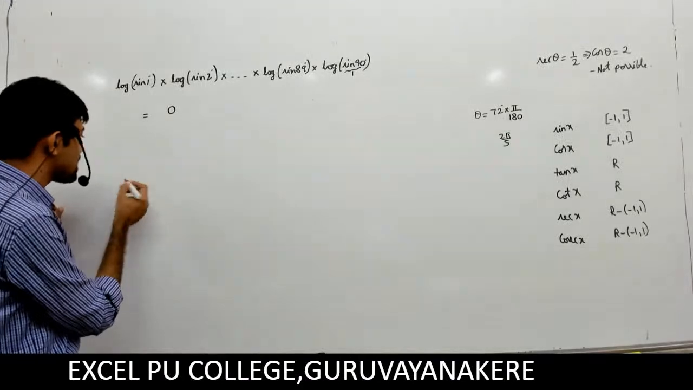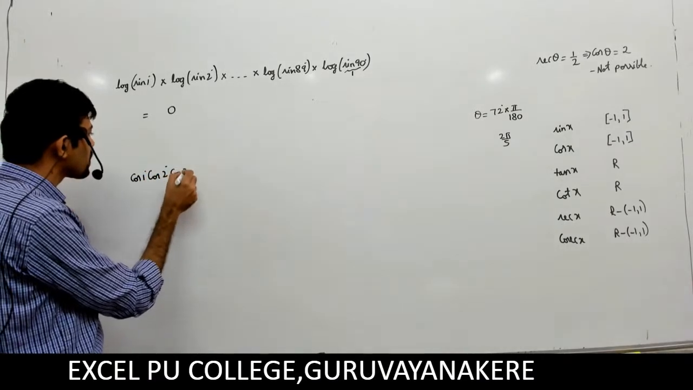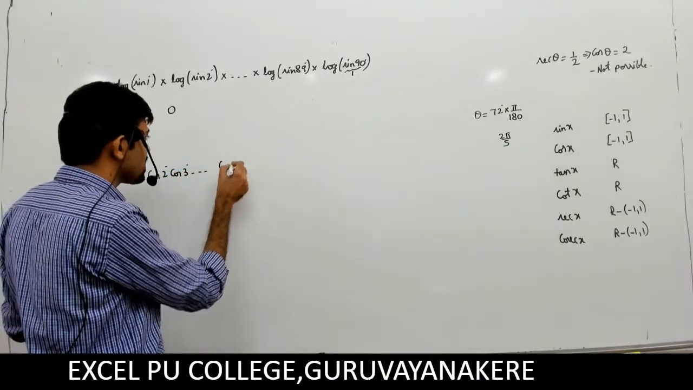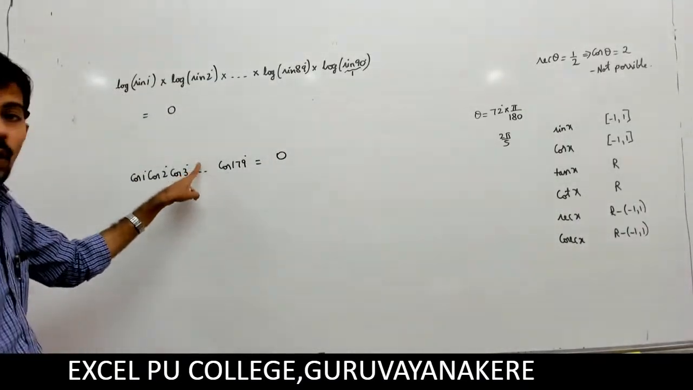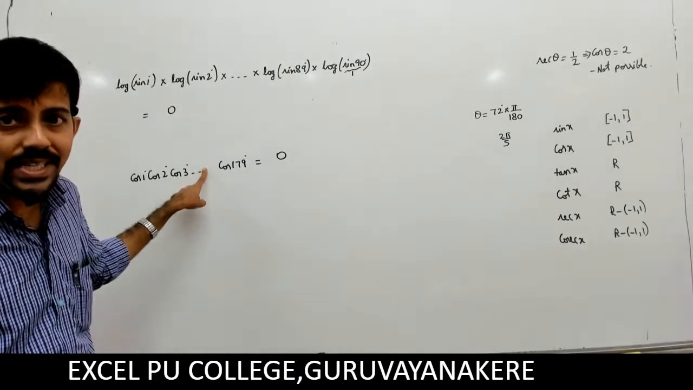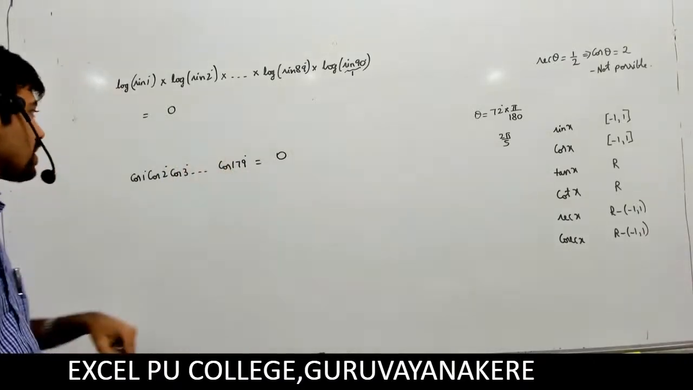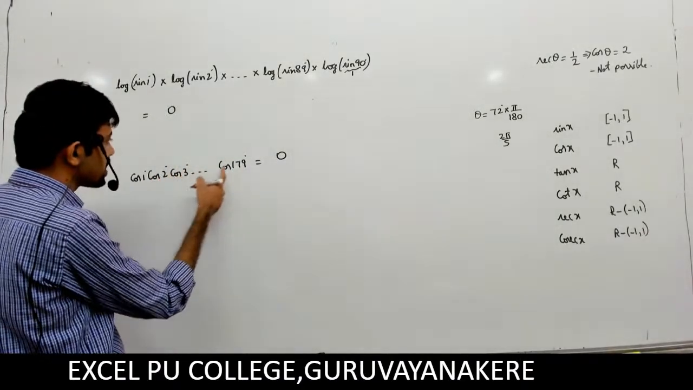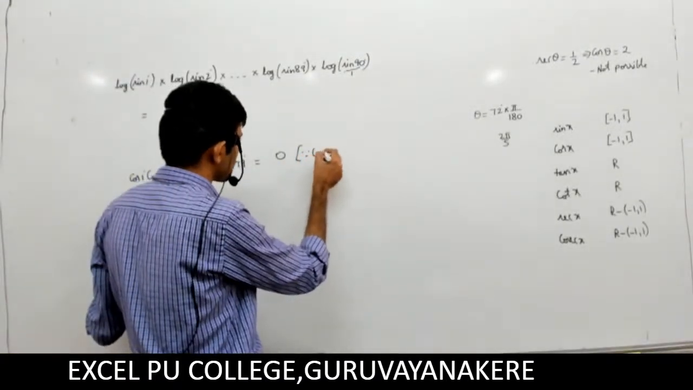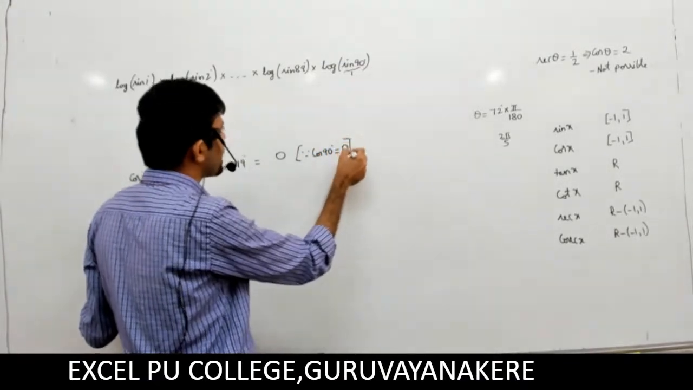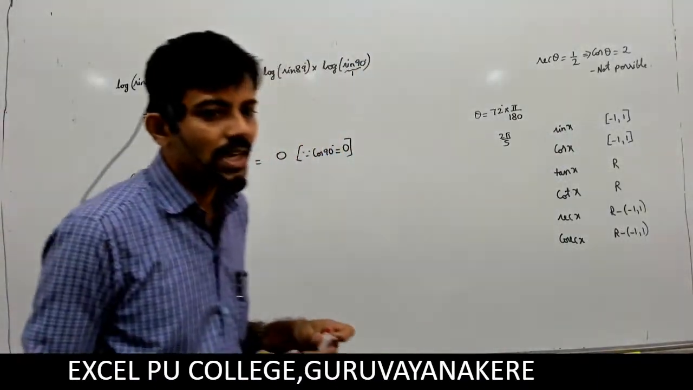Once the question was asked like this: what is the value of cos 1 degree into cos 2 degree into cos 3 degree, etc., cos 179 degree? The answer is 0 here, right? Because in between we get cos 90, no? Cos 90 itself is 0, right? Hence the product becomes 0. Cos 90 degree is 0, 0 into any finite value is 0. Is that clear?